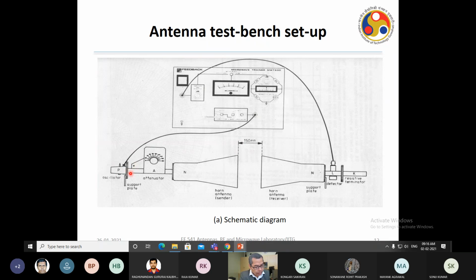After that, you'll also have an attenuator. Just before that, you also have an isolator here. The isolator allows the signals to move only in this direction. It will not allow a signal which has been reflected back to reach the source, so that the source will not be spoiled.